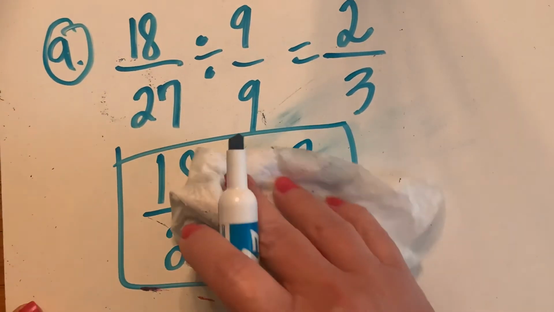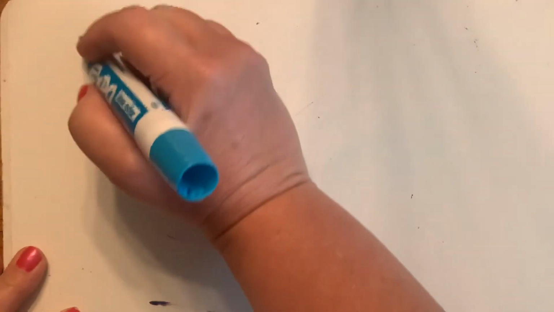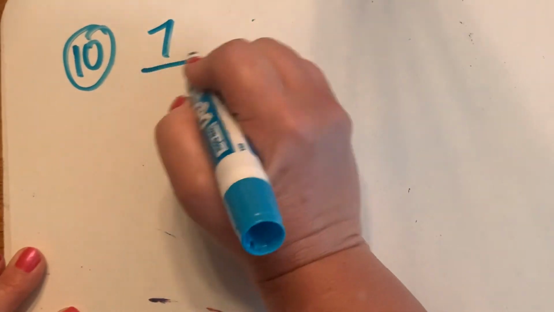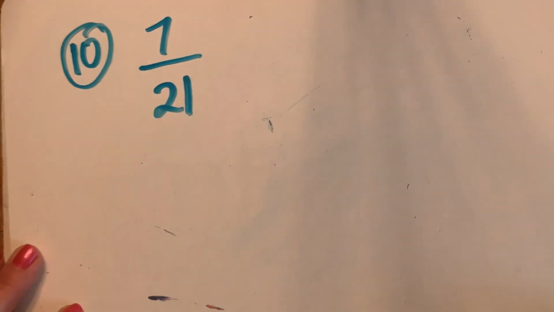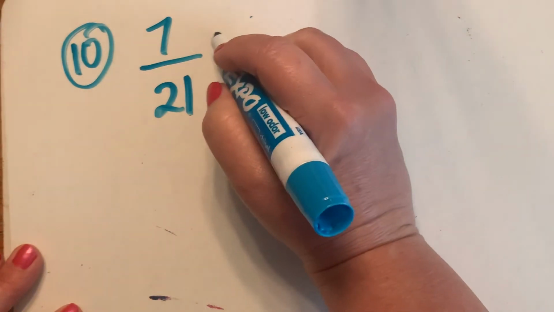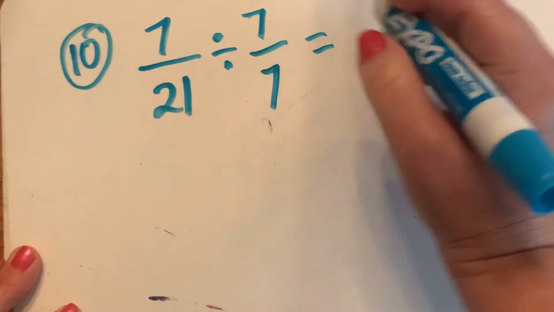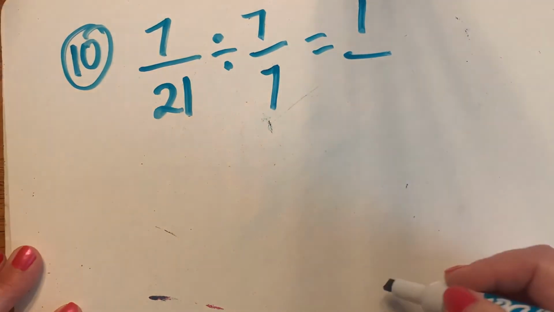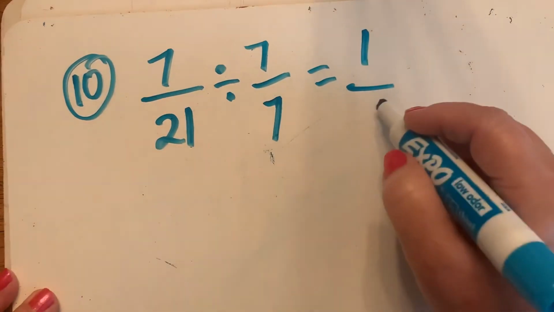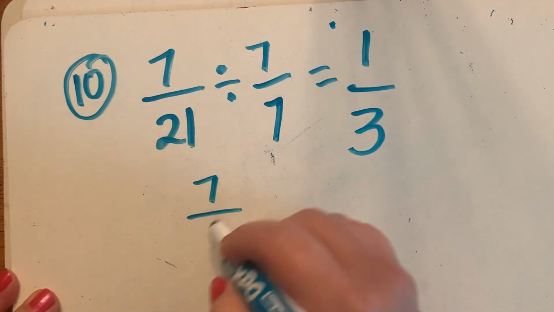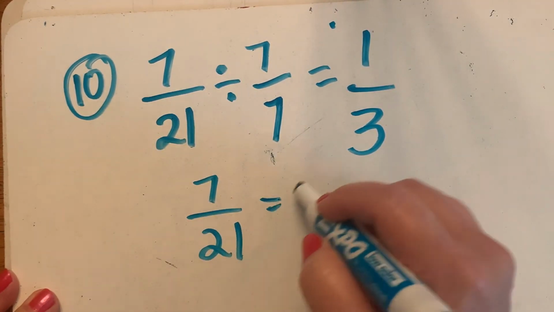Okay, we're going to do 1 more. And this last one's pretty easy. Go on and start doing it. Some of these you do not have to factor because you already know, and this is one of them. 7/21. Will 7 go into 21? Yes, it will. So we don't have to work too hard on this one. So 7 divided by 7 is 1. 21 divided by 7 is 3. 1/3. So 7/21 equals 1/3.